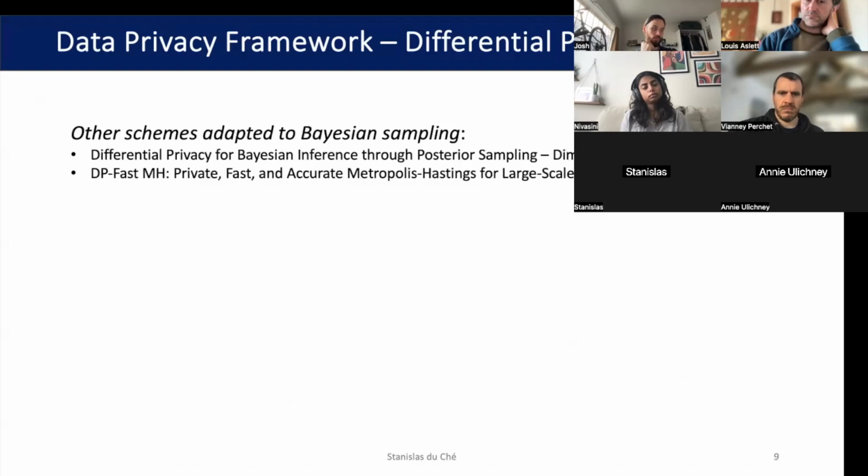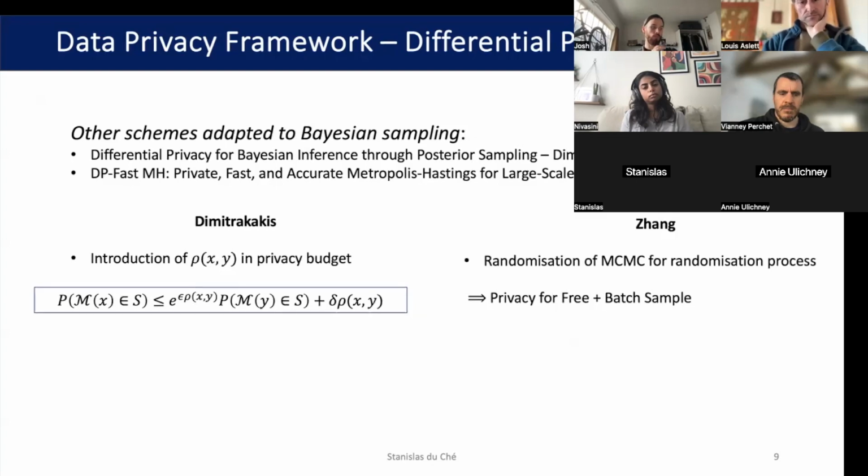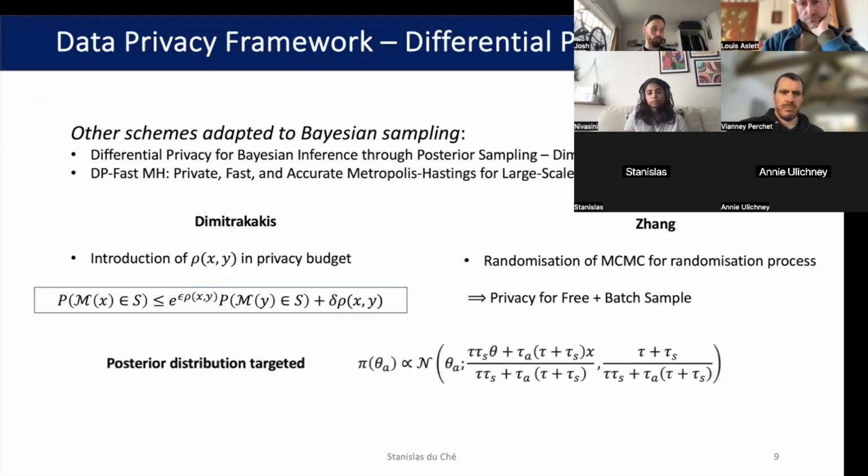In the literature, some schemes have already been thought about, especially in a Bayesian setting. One way could be, for example, to take the distance between the two data sets into account and use this new form of weaker differential privacy. Moreover, we can also think about the randomness introduced by an MCMC scheme as some sort of privacy for free, or slower convergence to a target distribution. The thing is, we're still targeting the same true distribution. So in the everlasting time, we won't have any privacy. So what can we do?